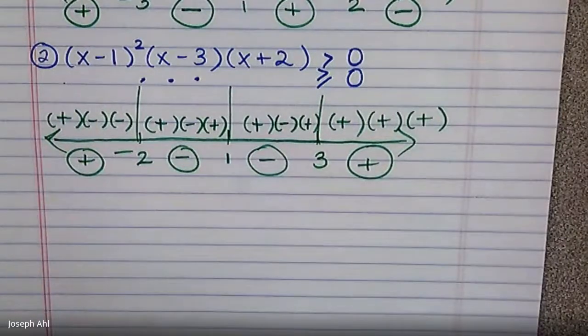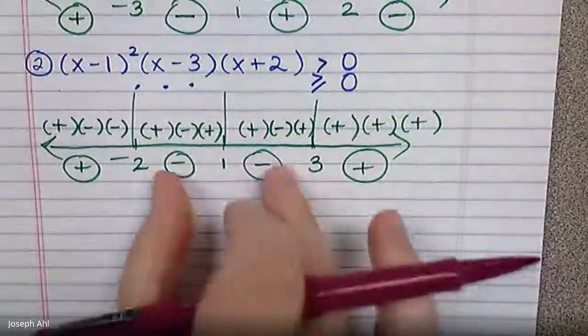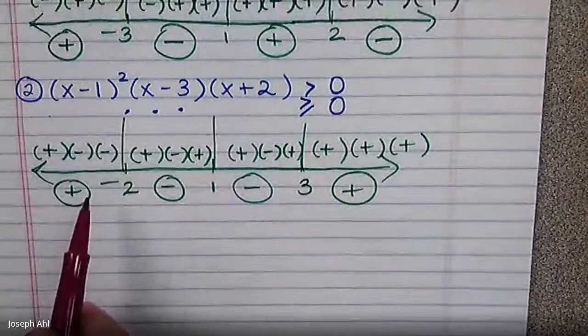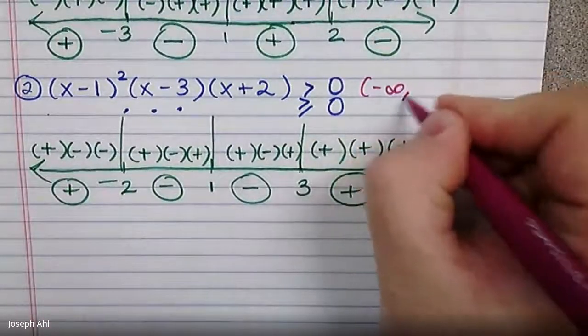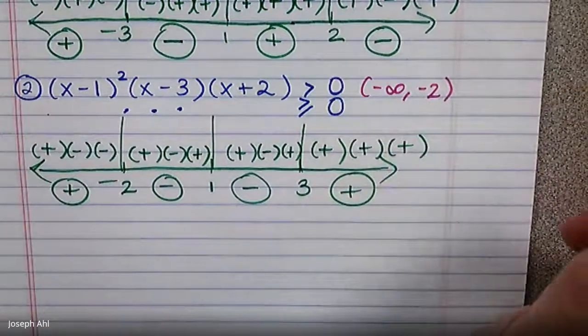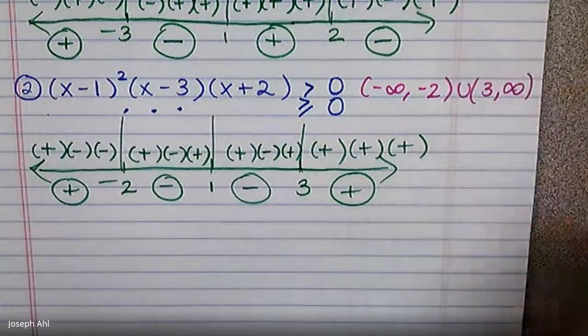Okay, let's talk about where this is greater than 0. We're looking at just the positives, so I don't really care too much about what's going on in the middle here. But it's greater than 0 from negative infinity to negative 2, and then also from 3 to infinity. So kind of on those outside parts.